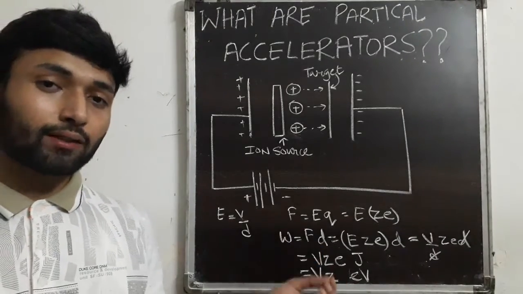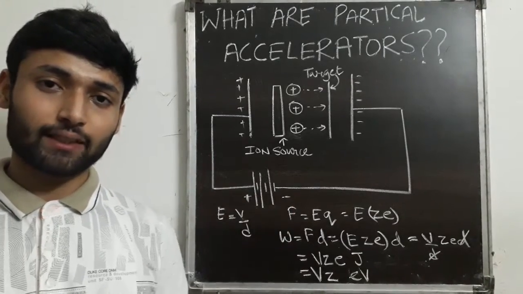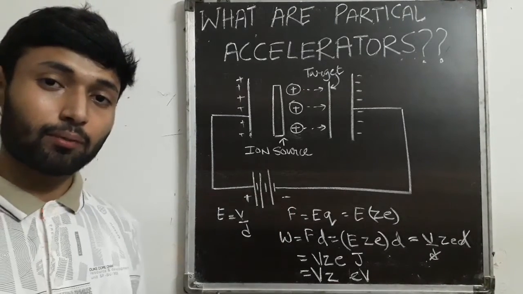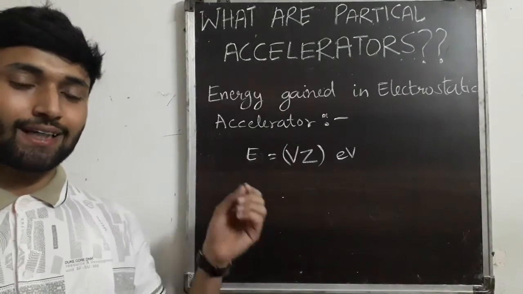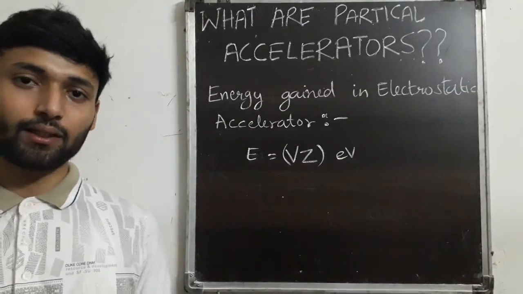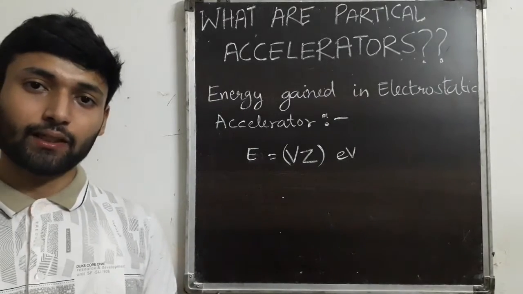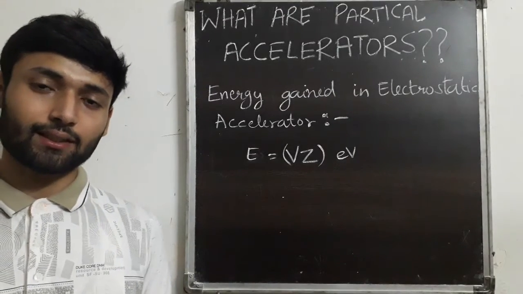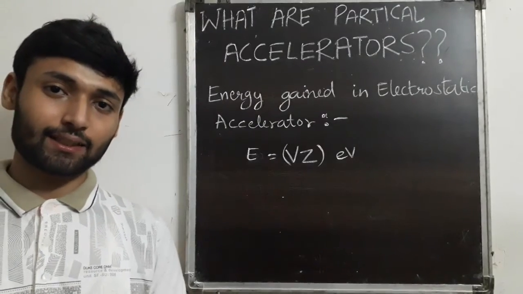So by knowing the potential between the plates in the Cockcroft-Walton circuit and the Van de Graaff generator, you are able to find the energy gained by the charged particle. So the energy gained by the charged particle in an electrostatic accelerator is given by V Z, and the energy gained by the charged particle in the electromagnetic accelerator will be discussed in another video.